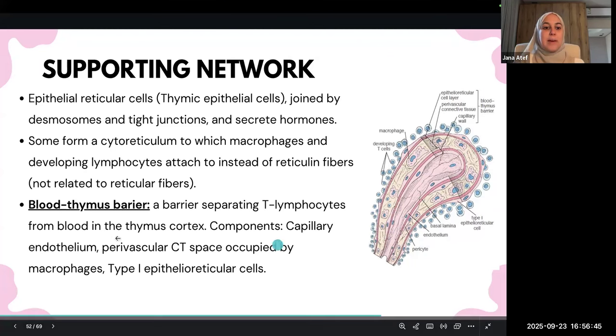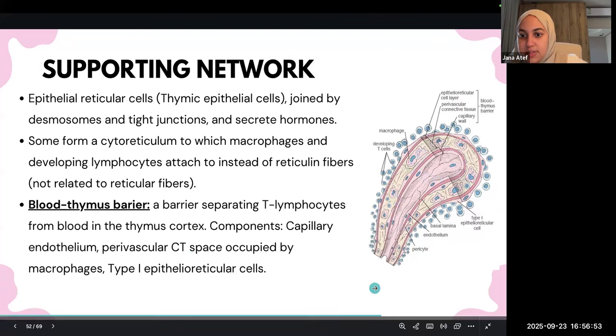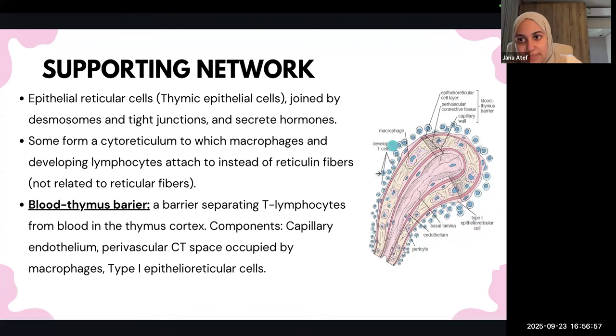Okay. Capillary endothelium, it has capillaries. Very easy. There are macrophages. See, this is a macrophage. All these are macrophages. Okay. This is the inside of the thymus. These are the developing T cells. This is what we're trying to protect. You don't want anything to come near them.